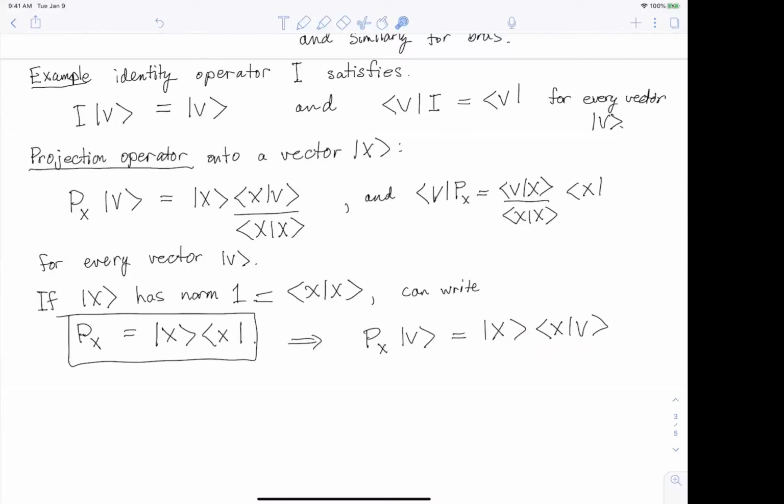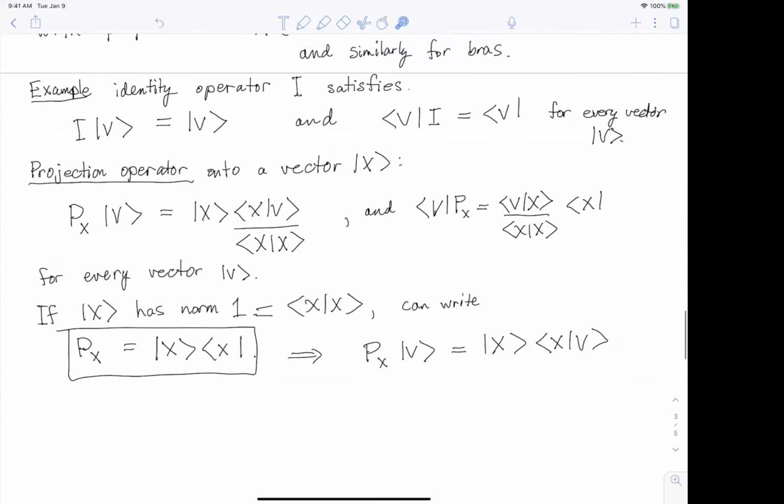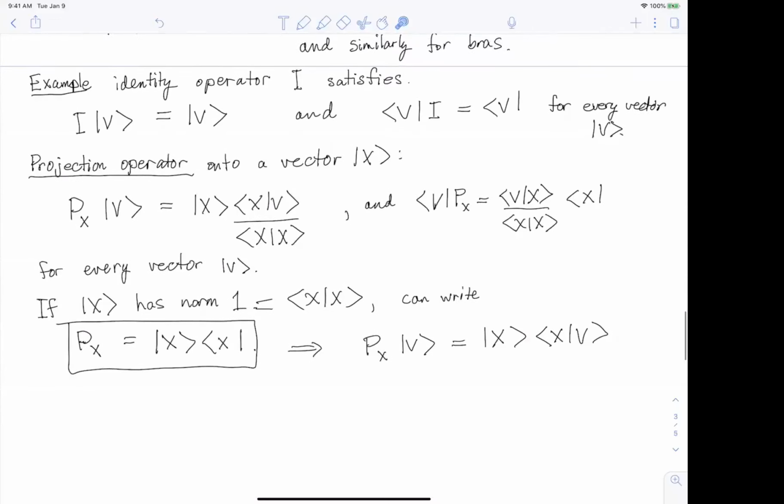Okay, so we're out of time, but next time what we're going to do is actually relate these two examples. We're going to write the identity operator as a sum of projection operators. So next time, I equals a sum of projection operators.